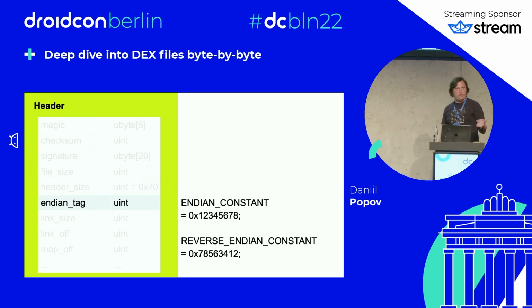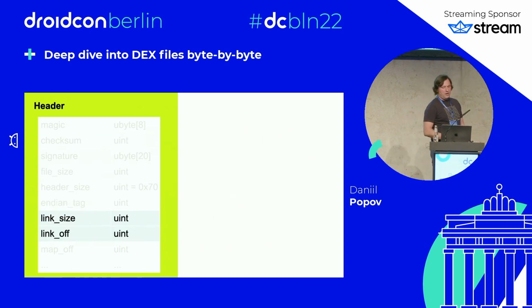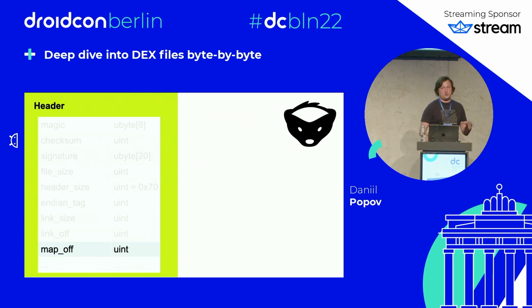As I said, the DEX by default is little endian, but implementations might choose to override it and use byte swapping in this case. Also, we have the size and offset of the link section. I will omit this because it's for statically linked DEX files. I almost never meet them, so nothing to talk about here. And here we have the offset to the special structure called map, which in fact contains almost the same information as the header. Even the documentation says it has redundant, duplicated information, so I will also omit it here because we will cover the header anyway.